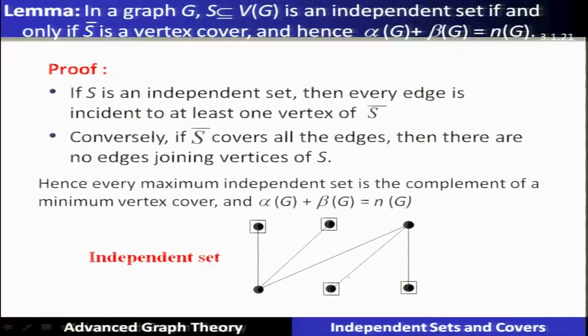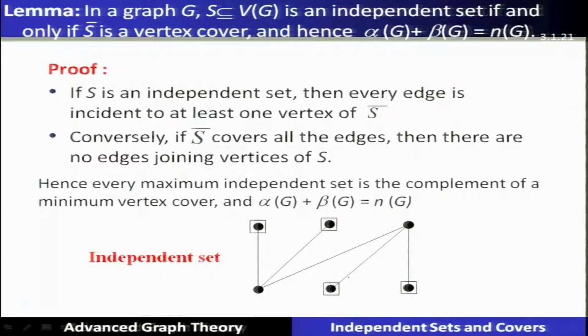Now, there is a lemma which says that in a graph G, a subset S of the vertices is an independent set if and only if the complement of S is a vertex cover, and hence alpha G plus beta G is equal to the total number of nodes in the graph. So, the proof, let us see.